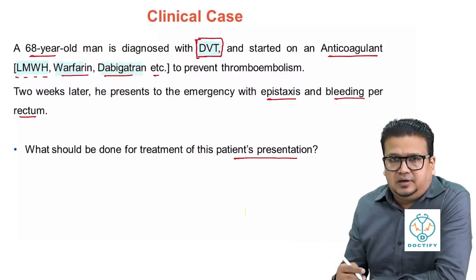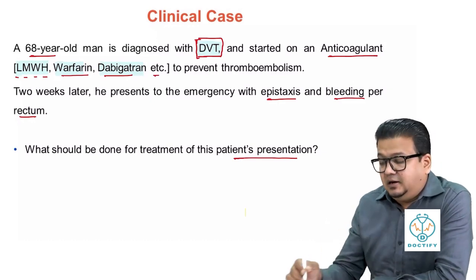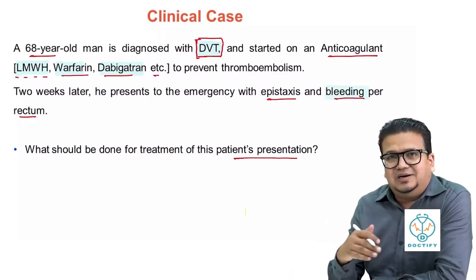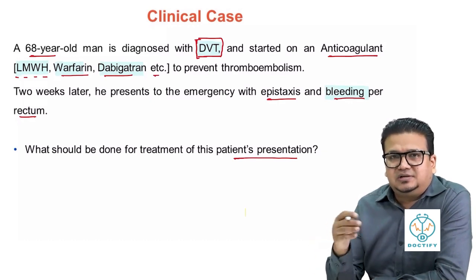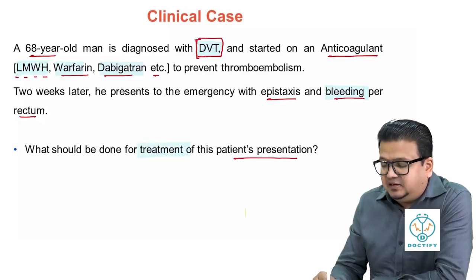When we give anticoagulant, sometimes the excess action can occur. You can give overdose, so excessive action can occur, and that would result in bleeding. So anticoagulants are given to prevent thrombosis, but their overaction can lead to bleeding. Now, depending on the type of anticoagulant, we will have to choose a particular antidote or treatment.